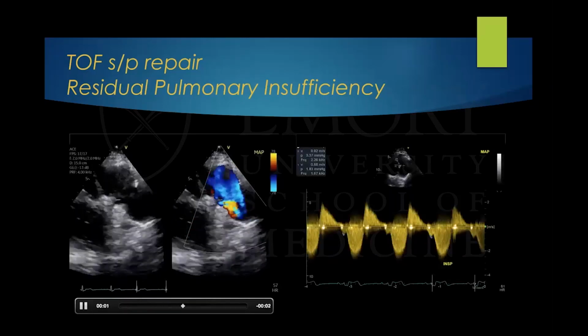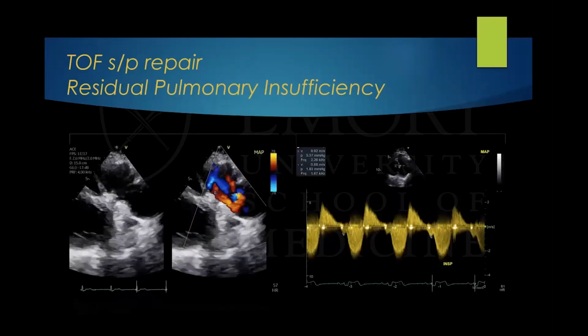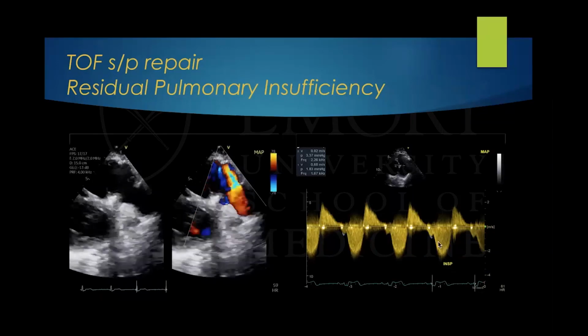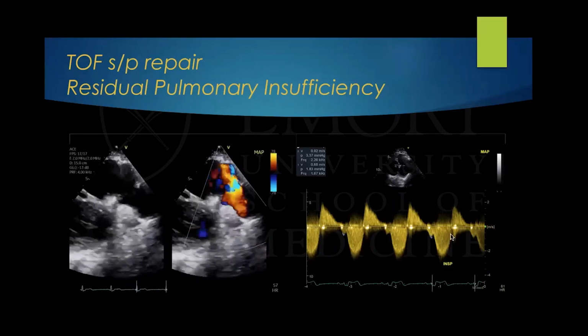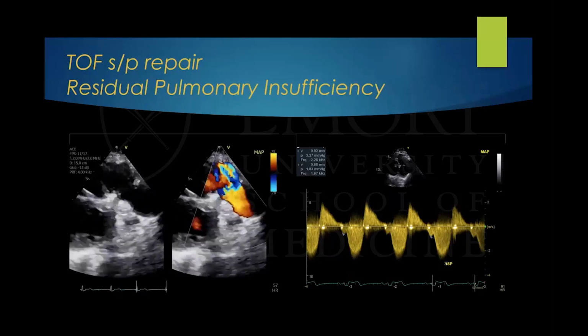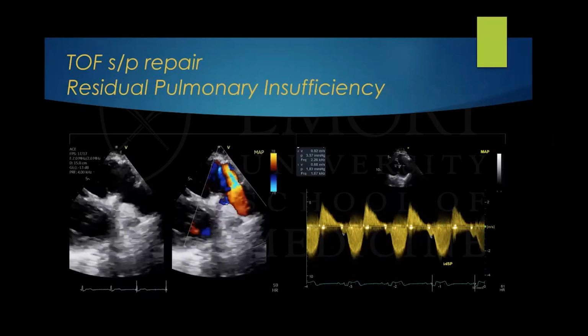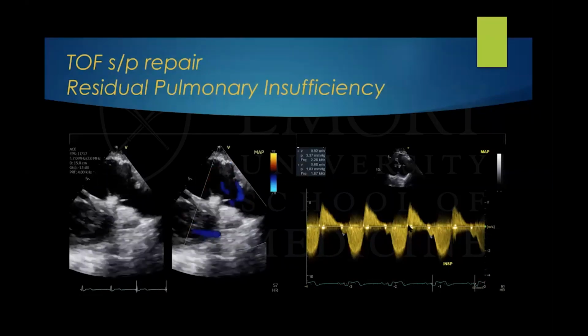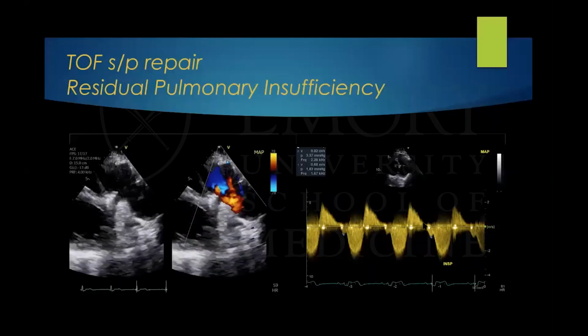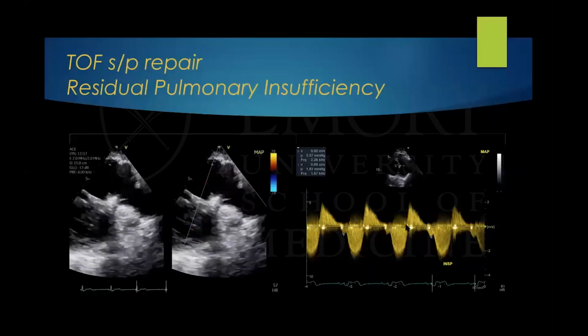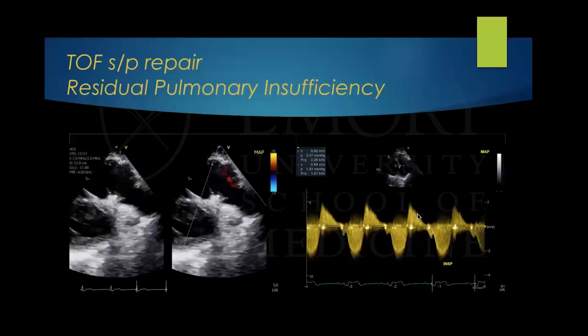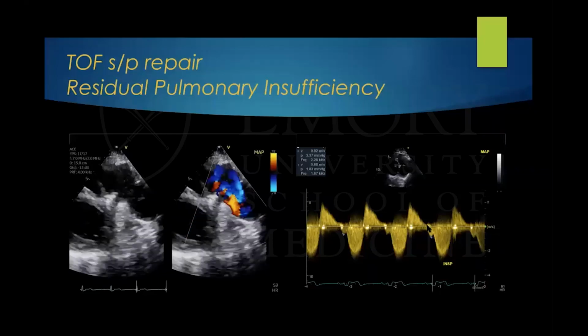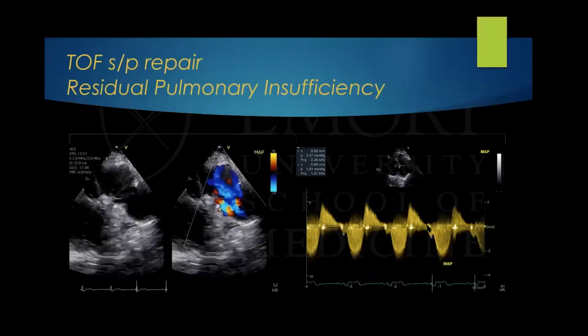And this is a Doppler that you're going to see across the outflow tract. It depends on how much residual stenosis there is. There could be high velocities in systole. But here, this diastolic flow represents the pulmonary insufficiency, and the deceleration time is very sharp. That is considered severe PI.